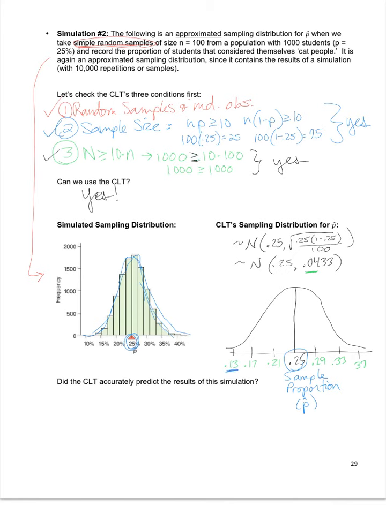Let's check where it starts and stops. We're expecting to go from 0.13 to 0.37. This is maybe about 12%, so pretty close to 13%. And it looks like it ends right about here, about 40%. So pretty close. I would say here the central limit theorem did accurately predict the results of this simulation.